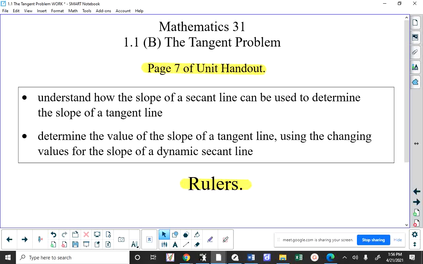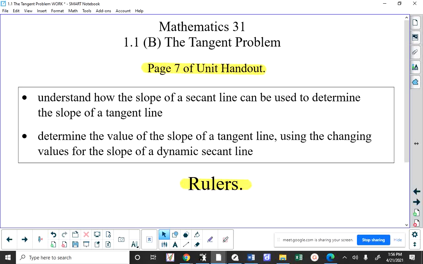It's Friday, okay? So we're going to understand how the slope of a secant line can be used to determine the slope of a tangent line. So to begin with, we have two words here, secant and tangent, which, as far as we're concerned, have nothing to do with trigonometry in this unit, okay? A tangent line has got nothing to do with opposite and adjacent or y and x or anything like that. And a secant line has nothing to do with the trigonometric ratio secant of theta.